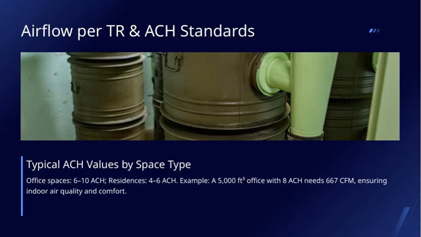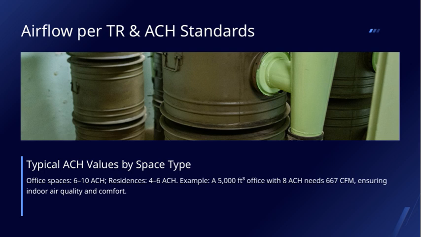Let's take a look at typical ACH values for different space types. For office spaces, the recommended range is usually around 6 to 10 ACH, which helps maintain good indoor air quality and comfort for occupants. Residences, on the other hand, typically require lower airflow, around 4 to 6 ACH, because the indoor environment needs to be comfortable but not overly ventilated.